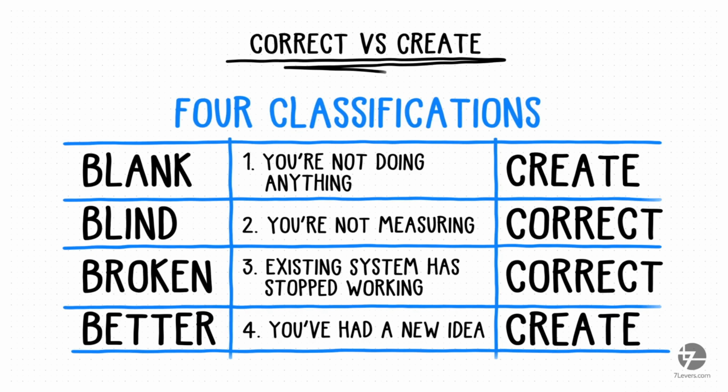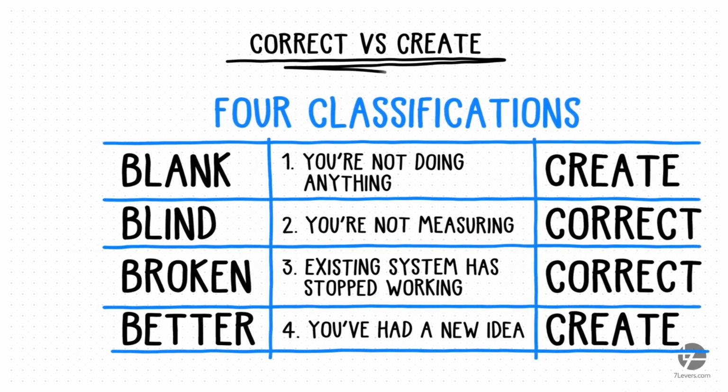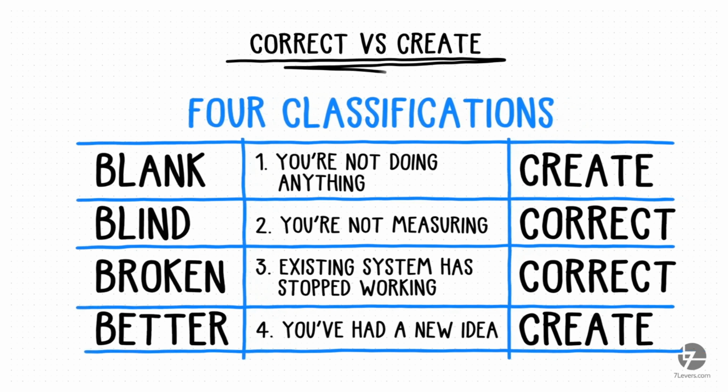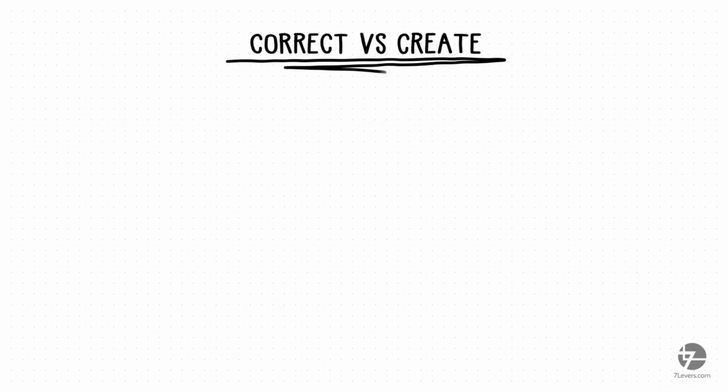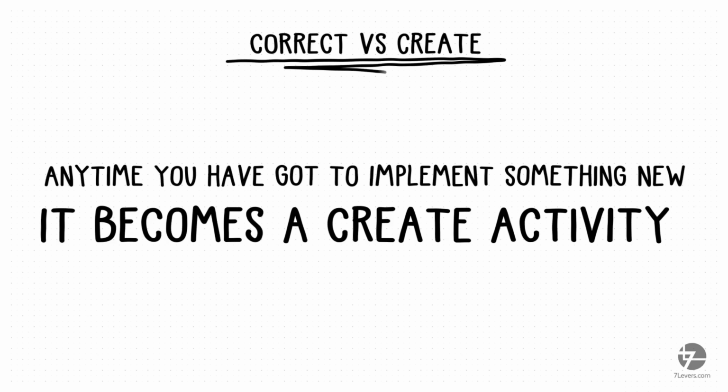For each one of these 4 Bs, there is a clear decision about whether we'll take that issue and pass it forward into the create phase of profit growth, or whether we'll correct it now to establish that solid foundation for growth. If you've identified one of the issues as a blank, where you're not currently taking any activity, well, that means that you've got to implement something new. Anytime you've got to implement something new, then it becomes a create activity. So that needs to go forward to profit growth.